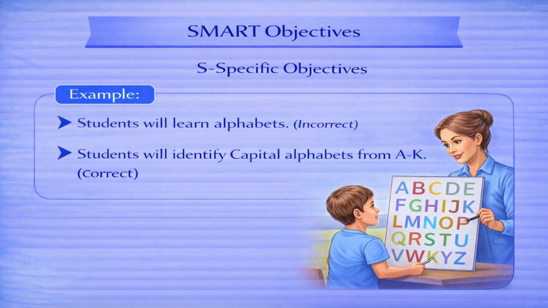For example, students will learn alphabets. This is the first objective. And the second objective is students will identify alphabets from A to K. The first objective is wrong because it does not clearly specify what the student will actually do. And the second one is correct because it clearly specifies that student will identify alphabets from A to K. Simply, it clearly states the goal or the target, that what student will be able to do at the end of the class. I hope this is clear, that why objective should be specific.